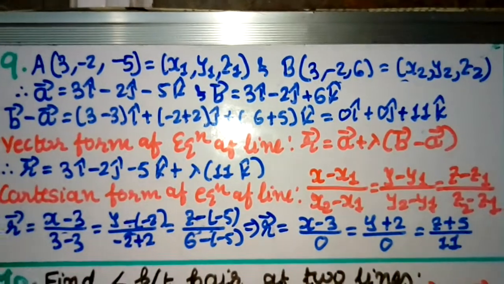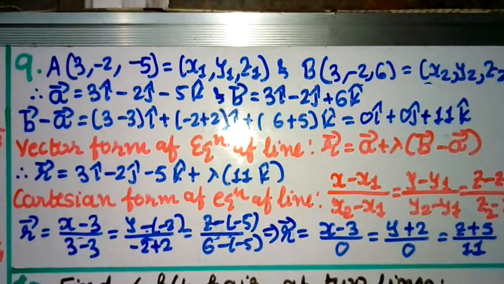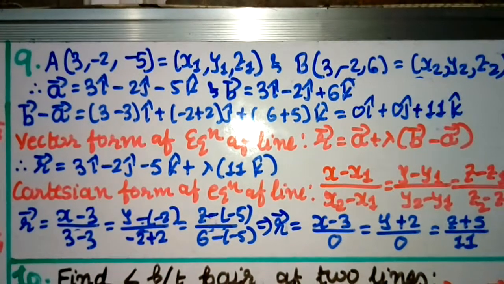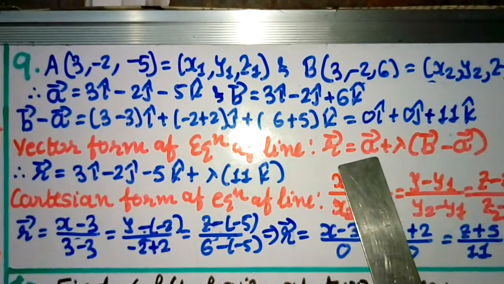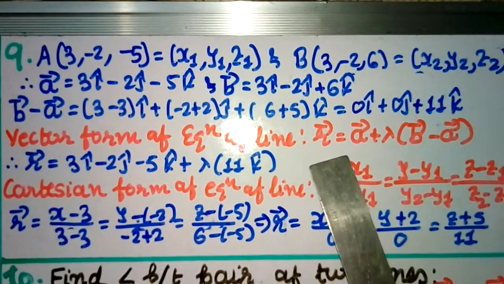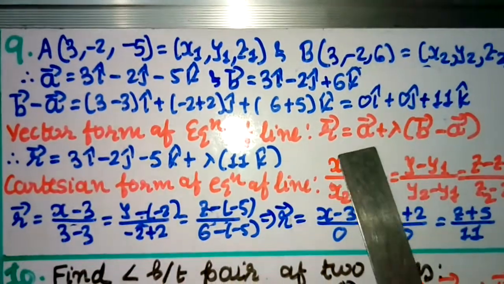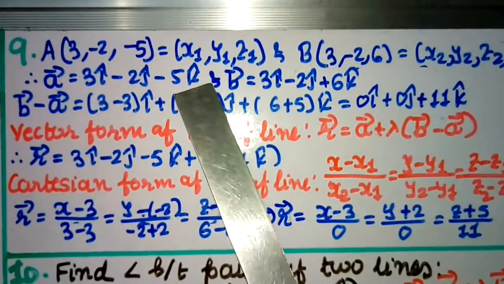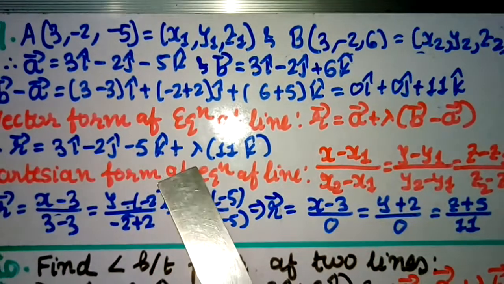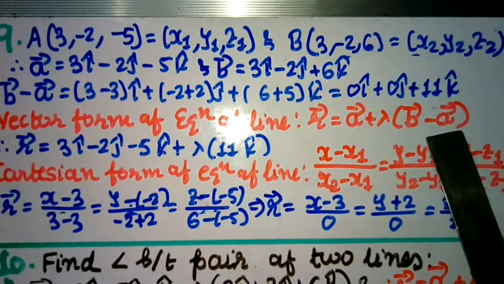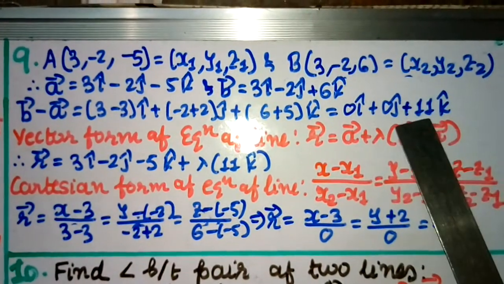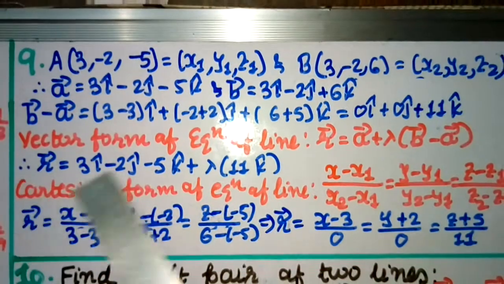Next we shall write the equation of the line in vector form first. In vector form, for a line passing through 2 points, the equation is vector r equals vector A plus lambda times (B minus A). So let us put the value. Vector r equals vector A, which is this one, 3i cap minus 2j cap minus 5k cap, plus lambda times vector B minus vector A, that is this one: 0 i cap, 0 j cap, no need to write, I'll just write 11 k cap. So this is in vector form.